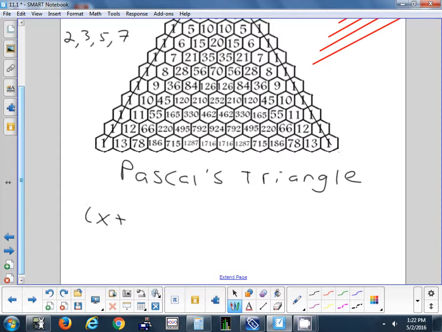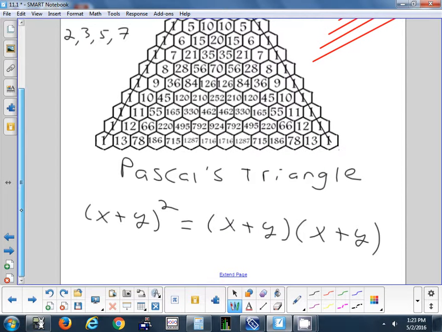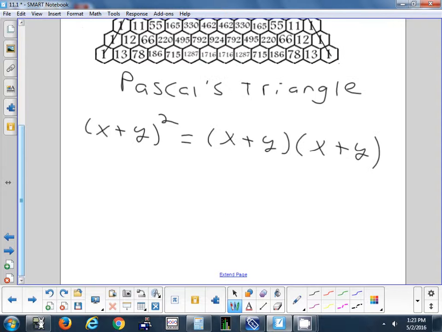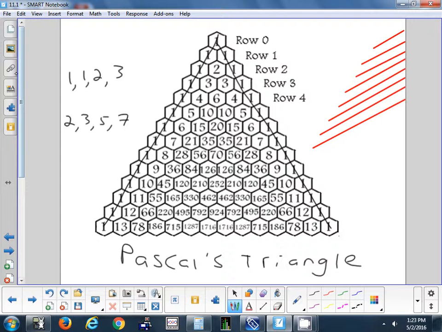And let's take a look at this. So that means to do this out, what do I get if I FOIL this? x squared plus 2xy plus y squared. What's the coefficient of x squared? 1. And then the coefficient of the xy? 2. And the y squared? 1. We had a 1, a 2, and a 1. What was the exponent that I had originally on the parentheses? 2. Let's go look at row 2. Look at that. It's the 1, 2, 1.